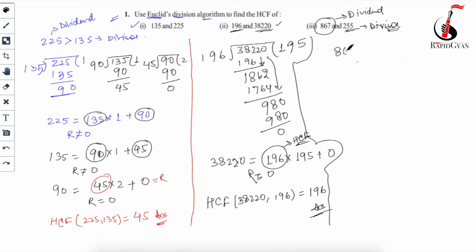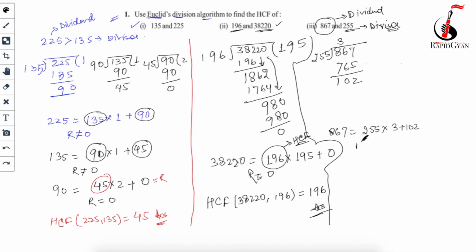Okay, so first we will do the division. When I divide 867 by 255, it will go 3 times, and when we go 3 times it will come 765 over here. So my remainder will become 102. So 102 will be my new remainder. So I can write over here that 867, which is your dividend, is equal to 255 multiplied by 3 plus 102.